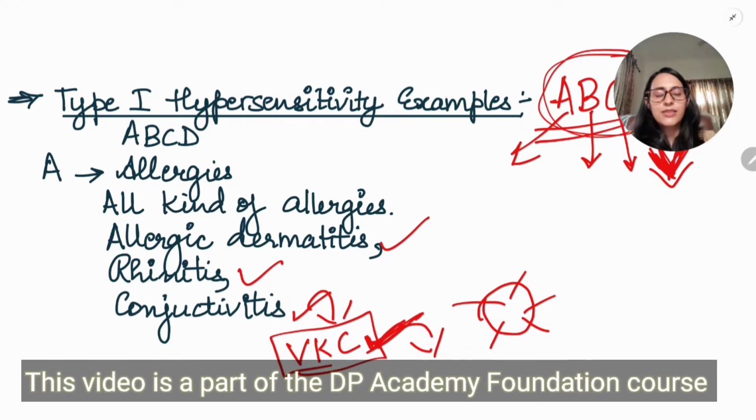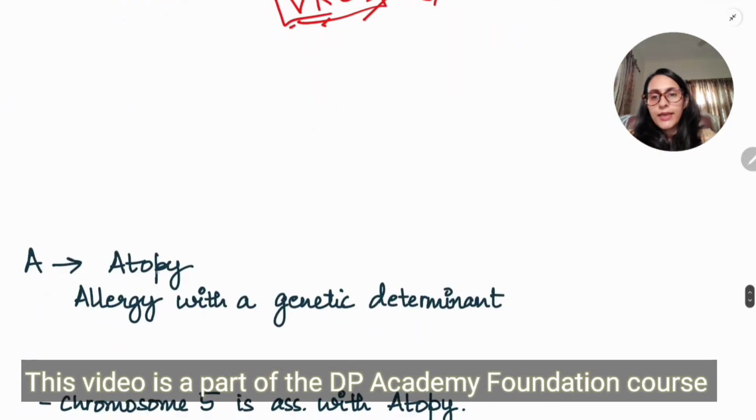It is a new drug. It comes as eye drops. So it also has antihistaminic property, and that is why we give it for vernal keratoconjunctivitis, which is basically another name for allergic conjunctivitis. Another A is atopy.